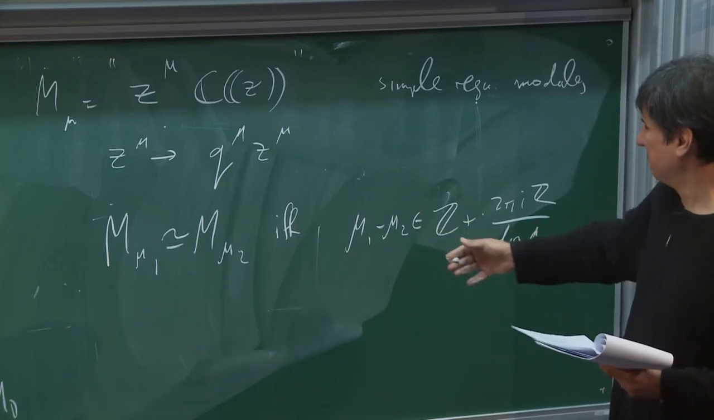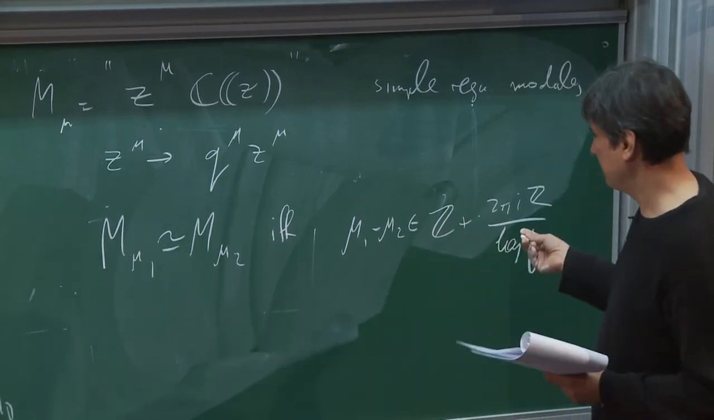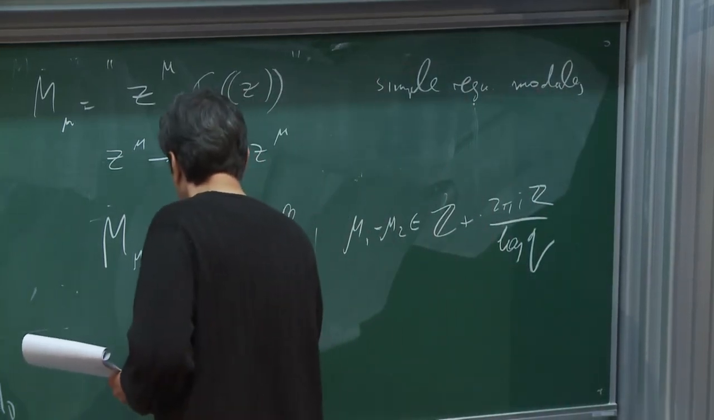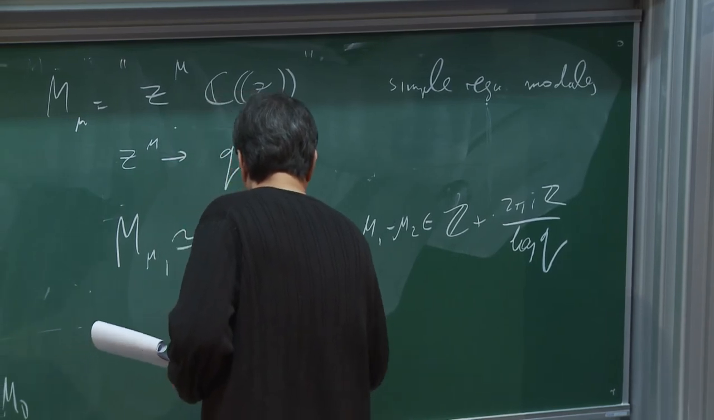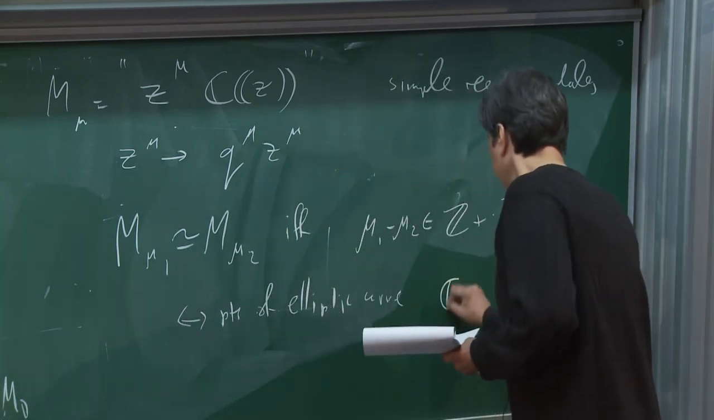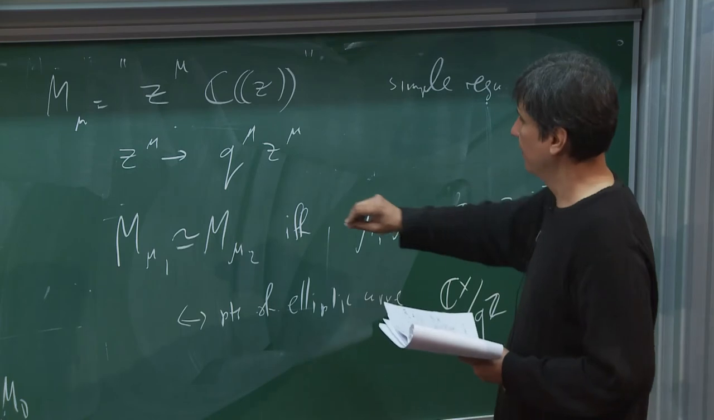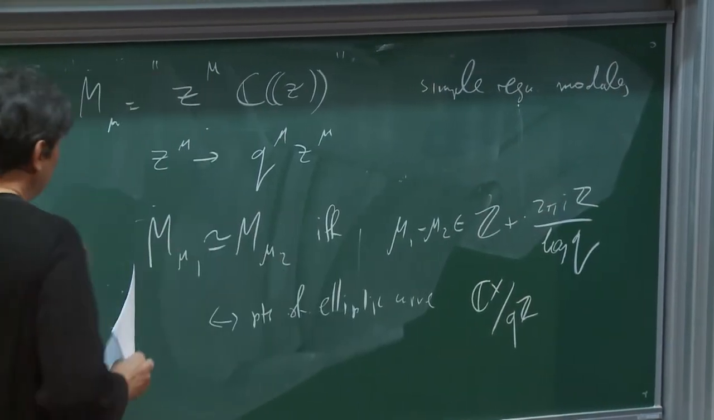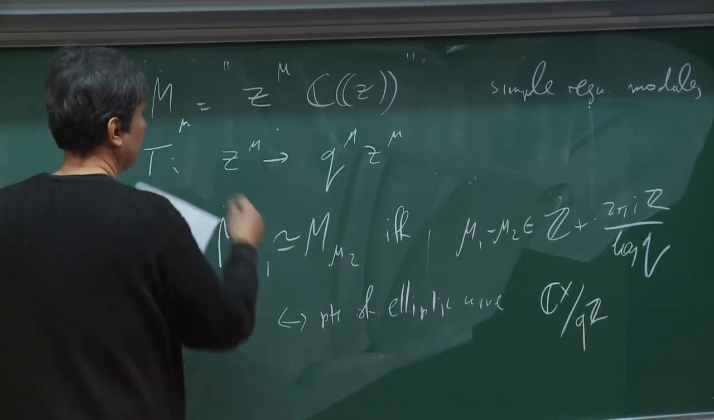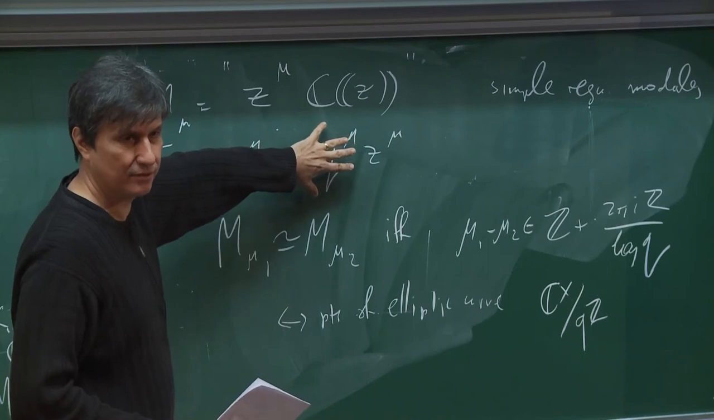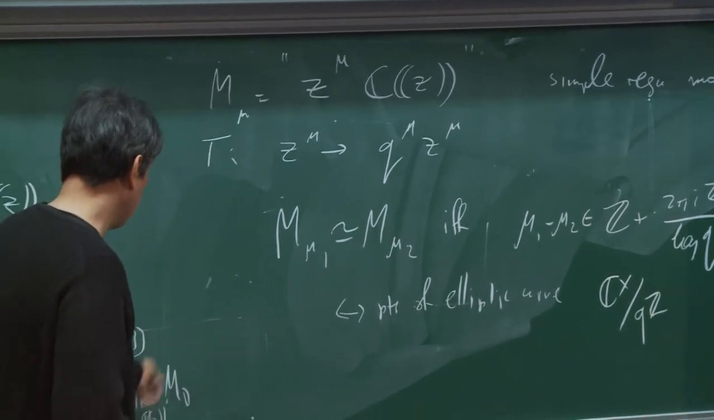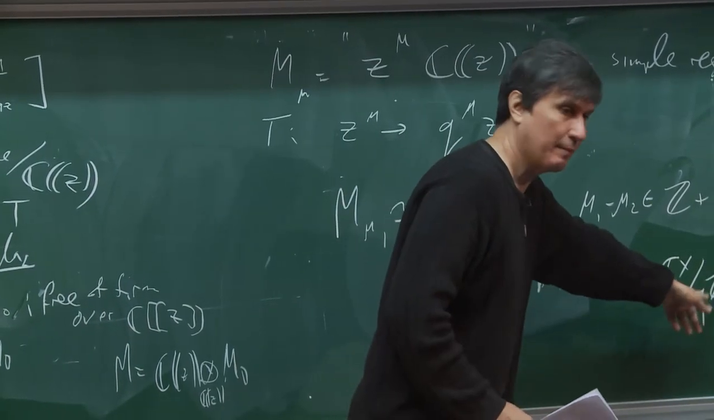Or one can say, what you essentially get is things corresponding to points of an elliptic curve. In fact, this elliptic curve is C star modulo q to the power Z. You have a generator, and you say that the vectors are generated by the action of T multiplied by some constant. So you get a certain invertible constant. But if you make a different generator by multiplying by a power of z, then this constant is multiplied by a power of q, so you get a quotient.